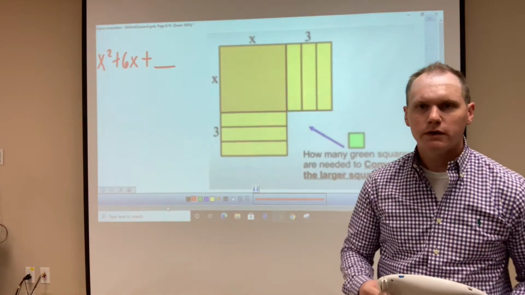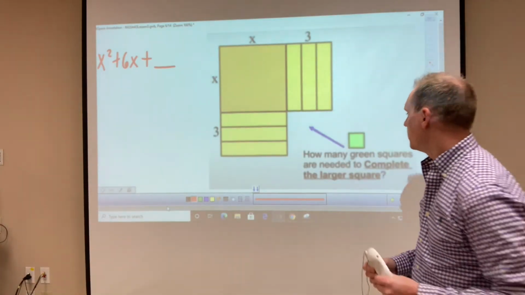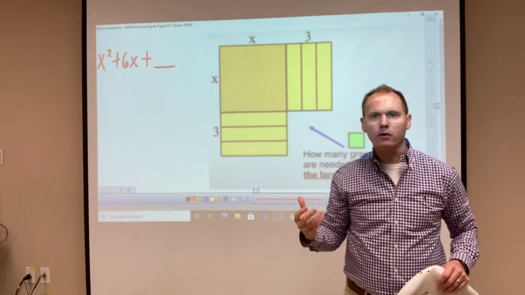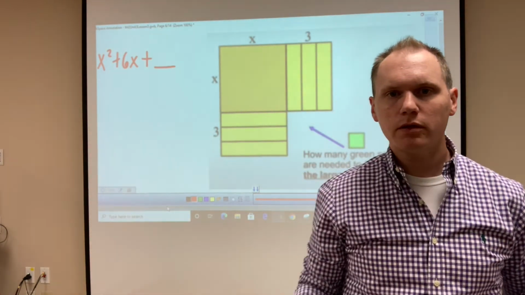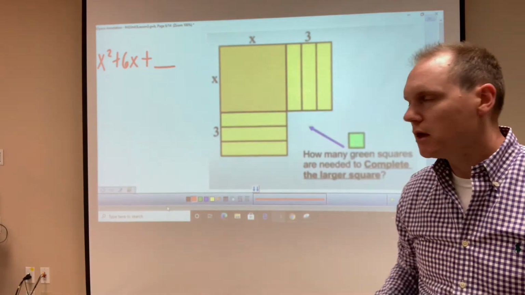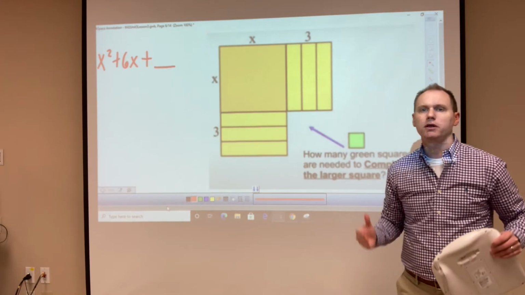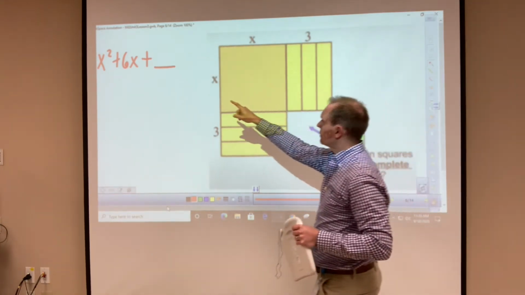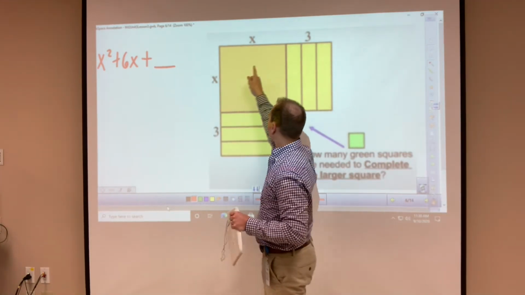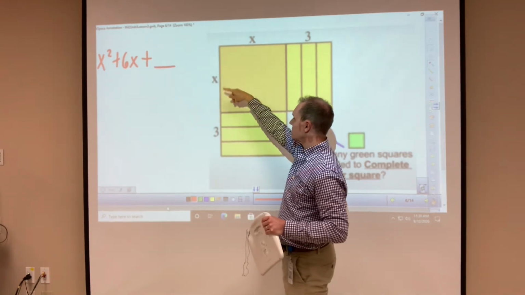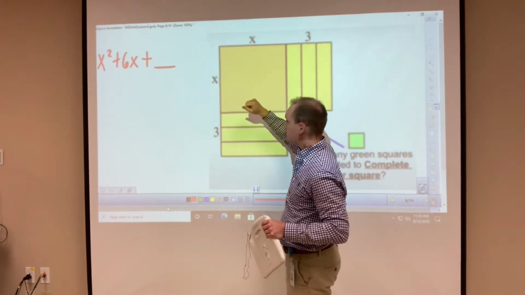All right, so I want to give you a visual of this as well. In this case, we've got x squared plus 6x, and we want to think about what value we would put in the blank there that would complete the square. When we say complete the square, we're literally completing the square. So we've got 1x squared, which is a box of side length x by x. So x times x, the area of this is x squared.